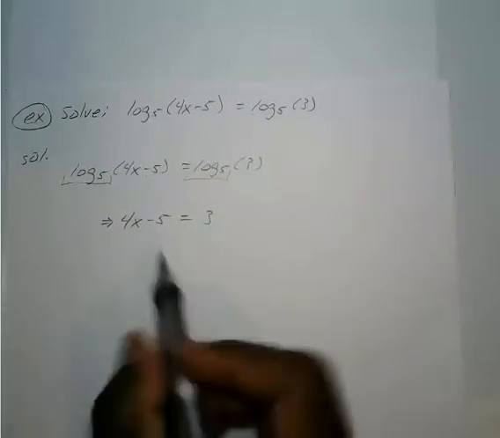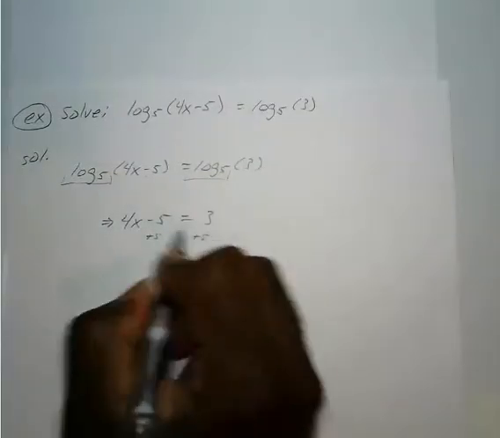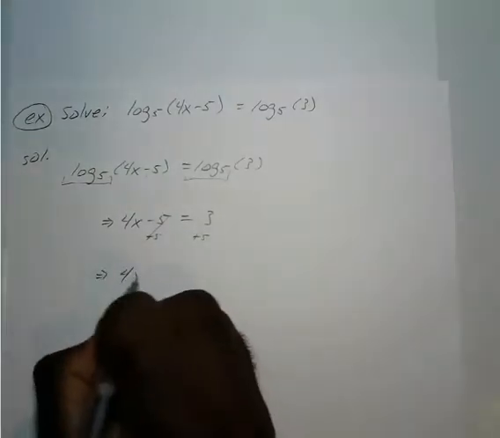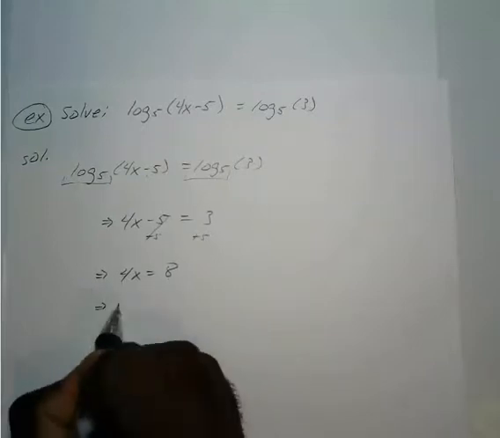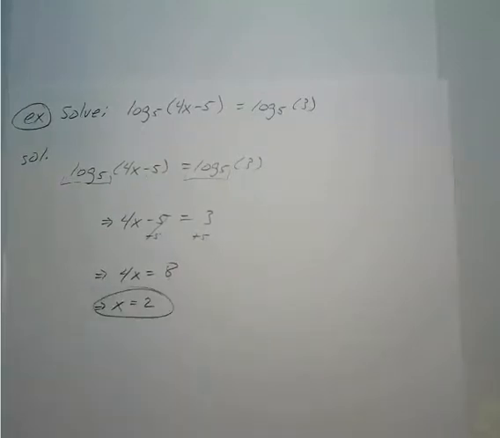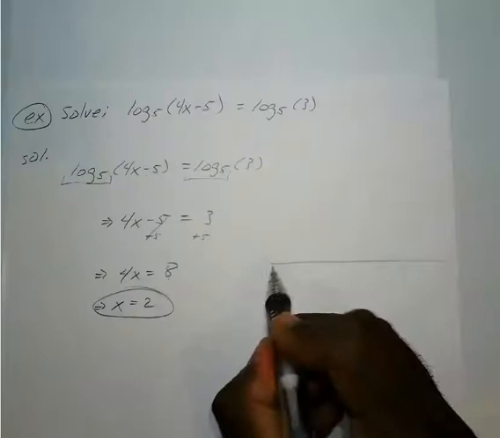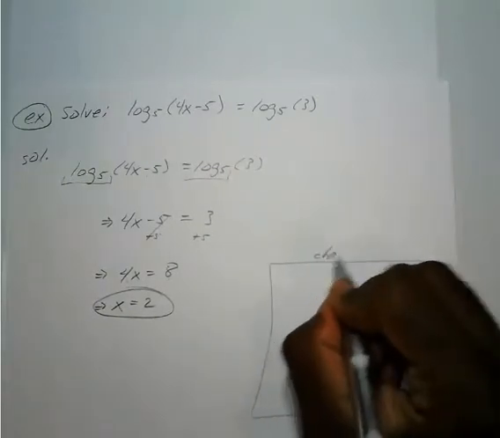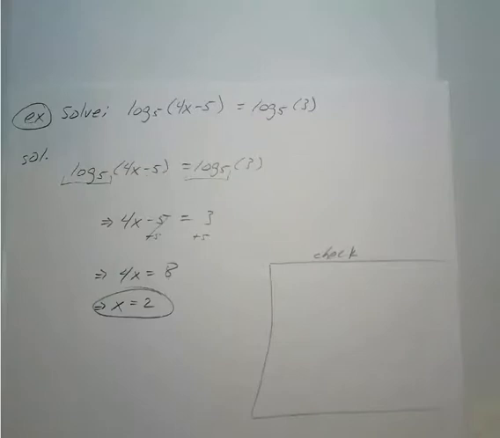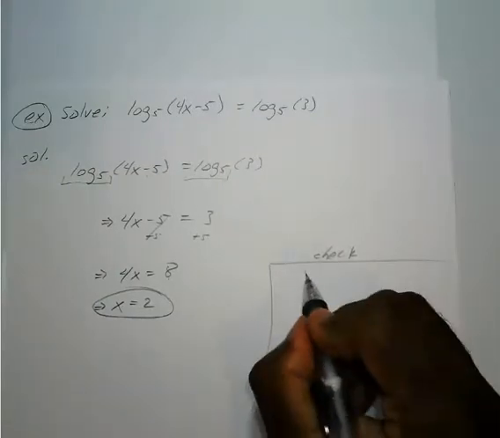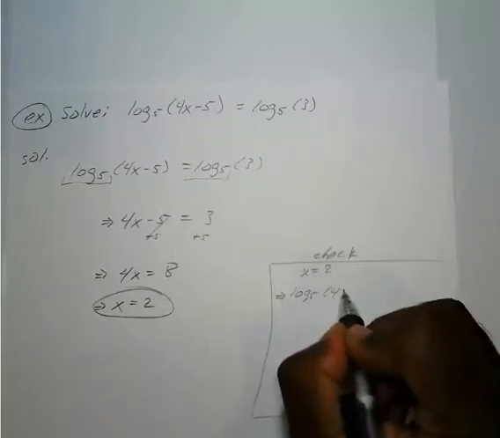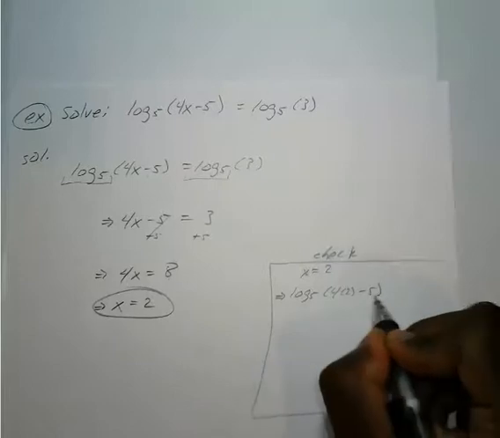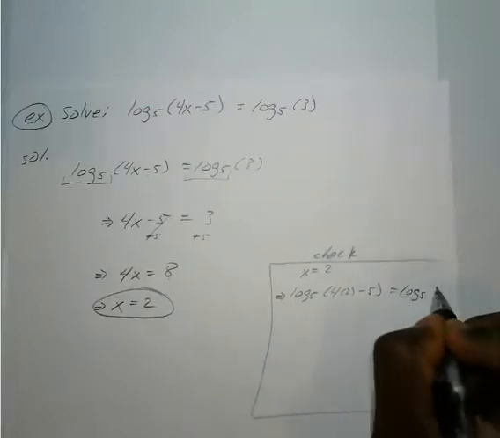Okay, so if we go ahead and solve for x, add 5 to both sides. You have 4x equals 8. Divide both sides by 4. You have x equals 2. And remember, you don't have to write it out. If you just plug in x just to make sure it's not negative, you're okay. So if you have x equals 2, you have log base 5 of 4 times 2 minus 5 equals log base 5 of 3.